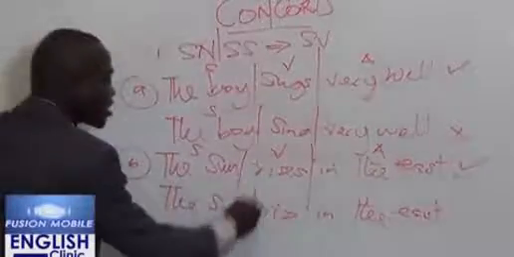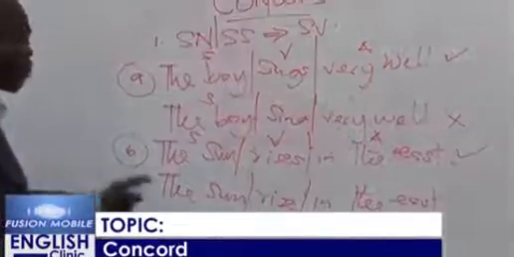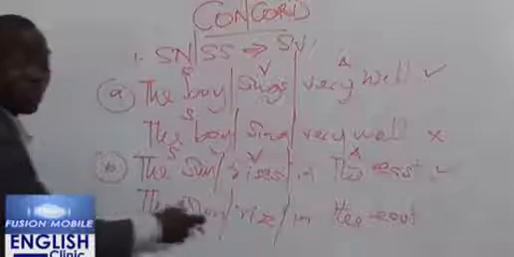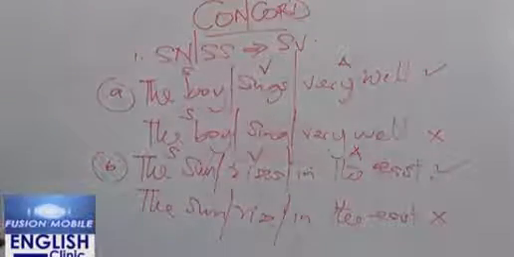Remember, the sun is our subject, rise is what? The verb, while in the east is what? The adverbial. But the problem with this sentence is that while the sun is a singular subject, rise is what? A plural verb. So there is no agreement in this sentence, so this sentence is what? Defective. That concludes our discussion of the first rule of Concord.